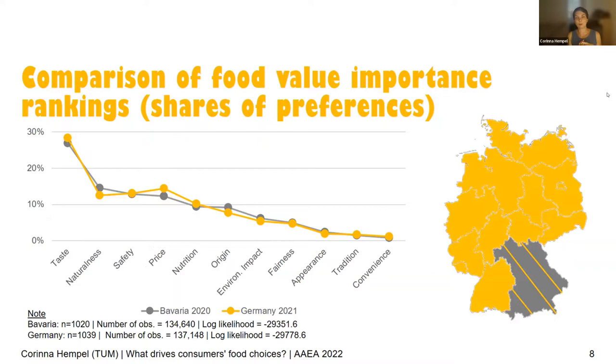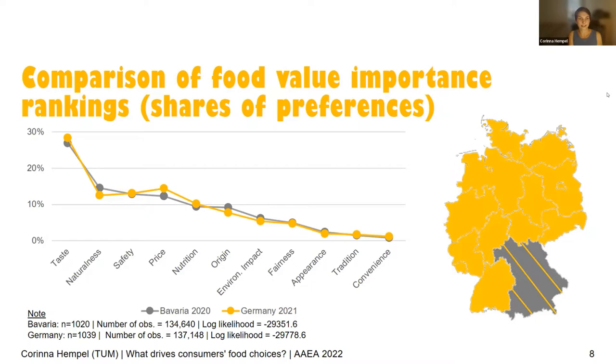And we can see some difference with regard to price. So price appears to be more important in entire Germany than only in Bavaria, and naturalness, origin, and environmental impact, there are some slight differences, so that appears to be a bit more important in Bavaria. But now I go over to the latent class cluster analysis right away, because otherwise I'll run out of time.